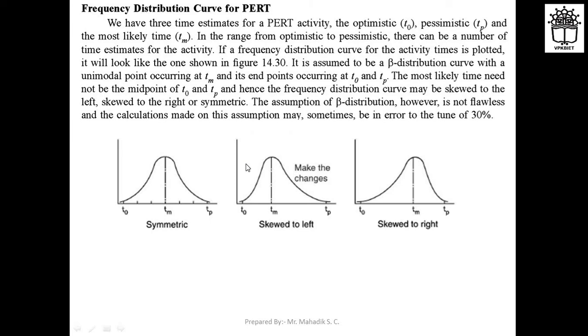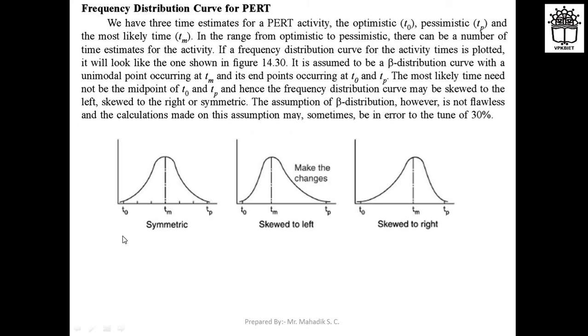It is assumed to be a beta distribution curve with the unimodal point occurring at TM and its end points occurring at TO and TP. So the most likely time need not be the midpoint of TO and TP. Hence the frequency distribution curve may be skewed to the left or to the right, or it may be symmetric. The assumption of beta distribution, however, is not flawless, and the calculations made on this assumption may sometimes be in error to the tune of 30%, right?